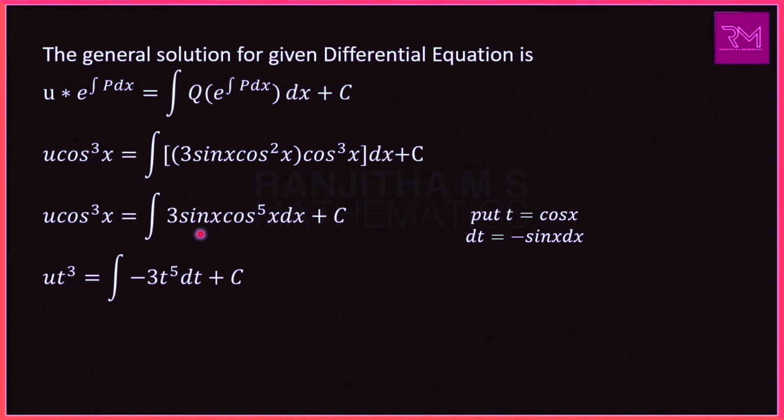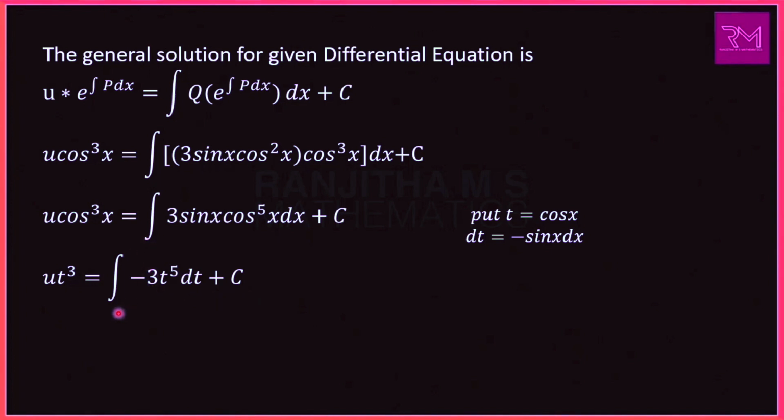Understand carefully, here we have 3 into sin x cos power 5 x dx. To simplify the integration, substitute t as cos x, therefore differentiating gives dt equal to minus sin x dx, since the differentiation of cos x is minus sin x. So in the place of sin x dx we can substitute minus dt, and in the place of cos x substitute t. We get u into t cube equal to integral of minus 3 into t power 5 into dt plus c.